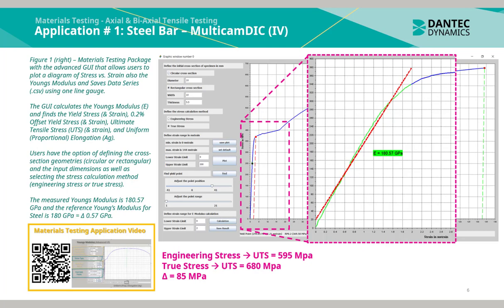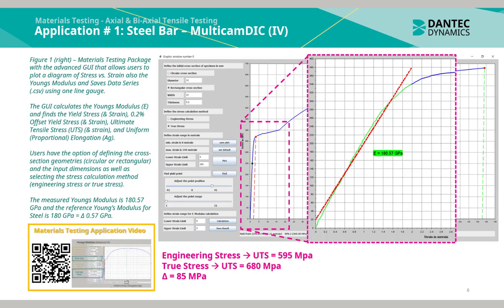The graphical user interface calculates the Young's modulus and finds the yield stress and strain, the 0.2% offset yield stress and strain, the ultimate tensile stress, and also the uniform proportional elongation. Users have the option of defining the cross-section geometries, being a circular or rectangular geometry, and the input dimensions, as well as selecting the stress calculation method based on either the engineering stress or true stress.